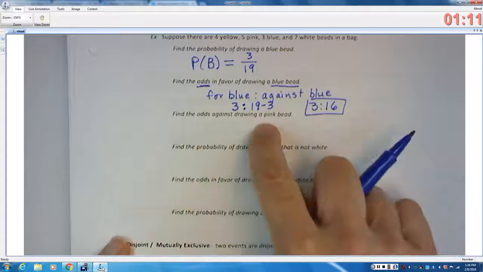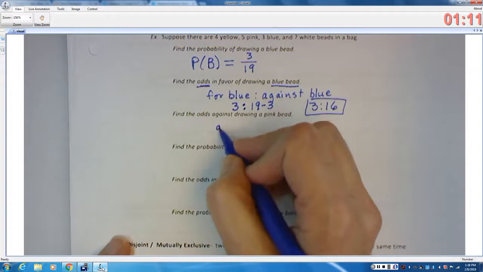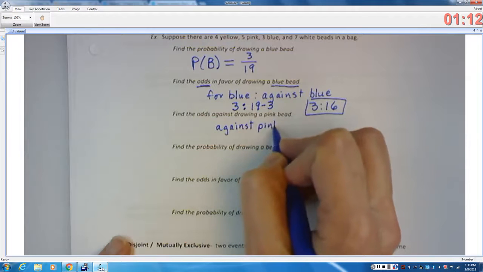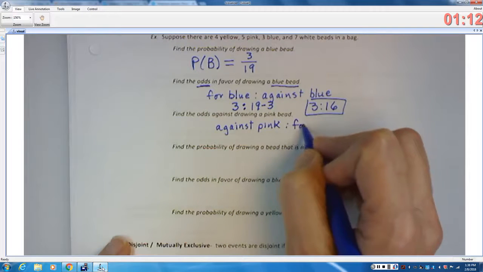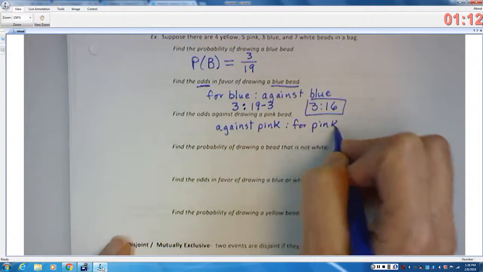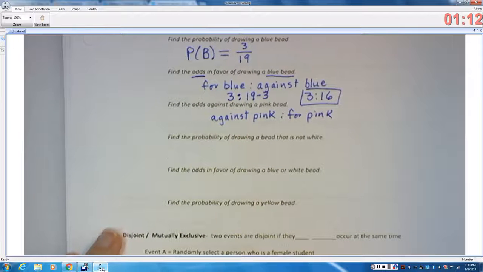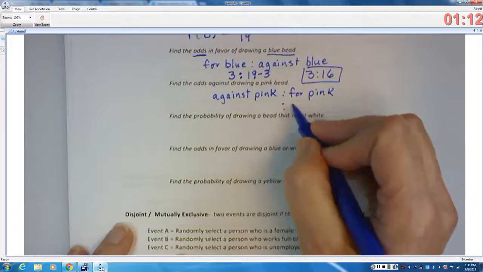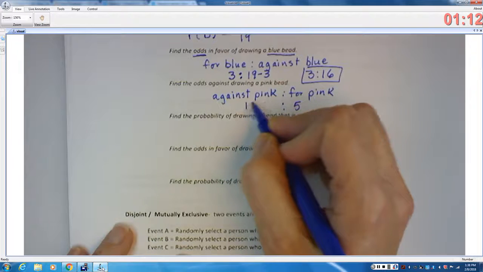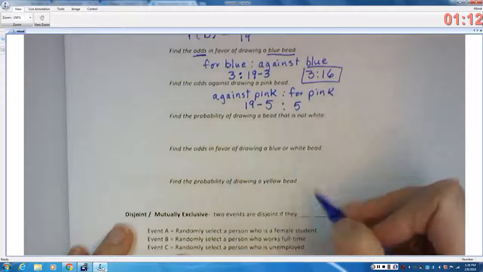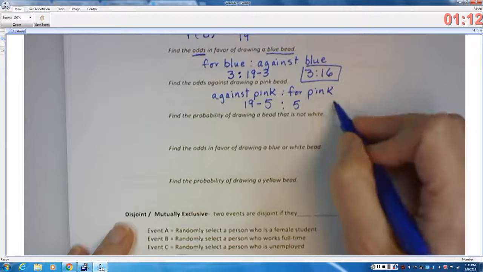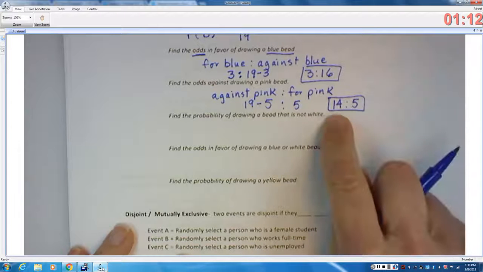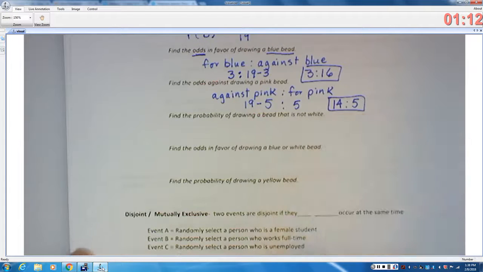The odds against drawing a pink bead are against pink, colon, for pink. Against and for pink. So how many pink beads are there? 5. There's 19 total, so we have to subtract the 5. So that's 14 to 5, and that doesn't reduce. The 14 is 2 times 7, and that 5 is prime.